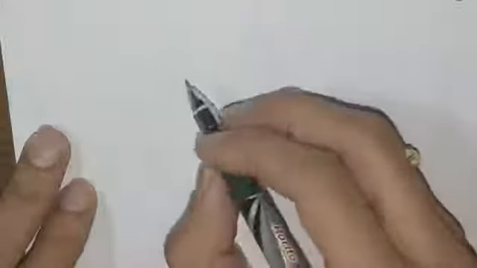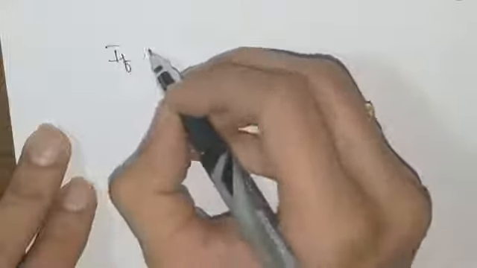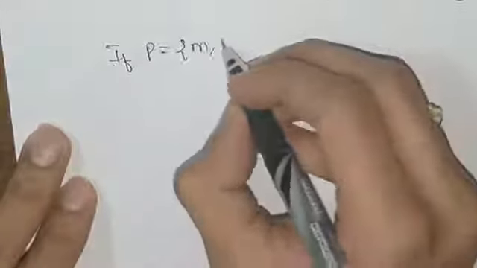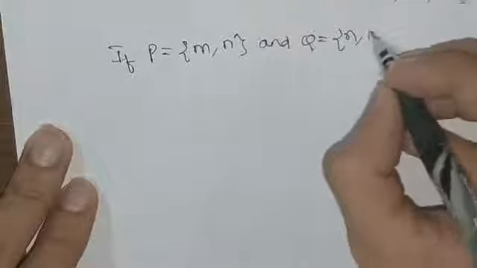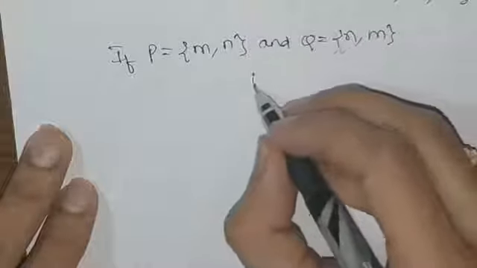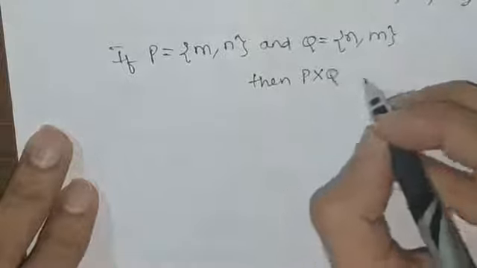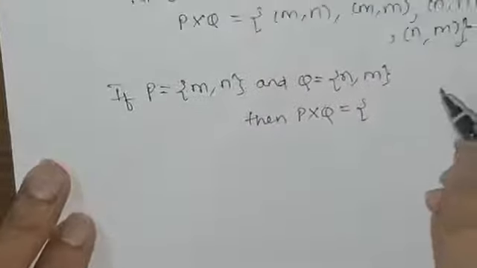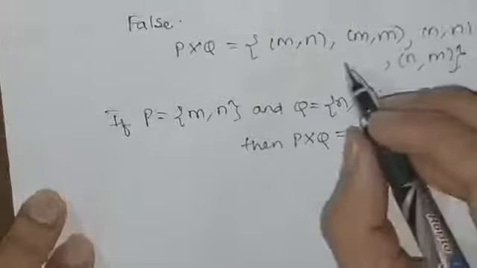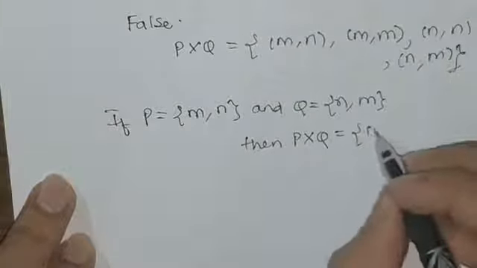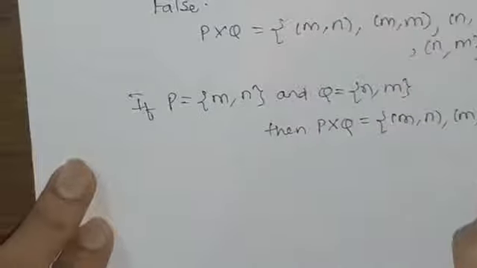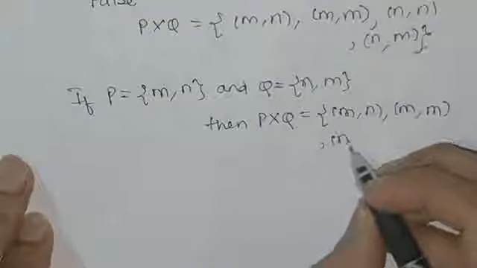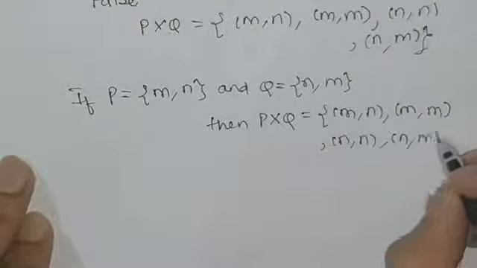If the statement is false, we have to write the true statement. If P is equal to {M, N} and Q is equal to {N, M}, then P cross Q is equal to the set we have got, that is this: (M, N), (M, M), (N, N), (N, M).